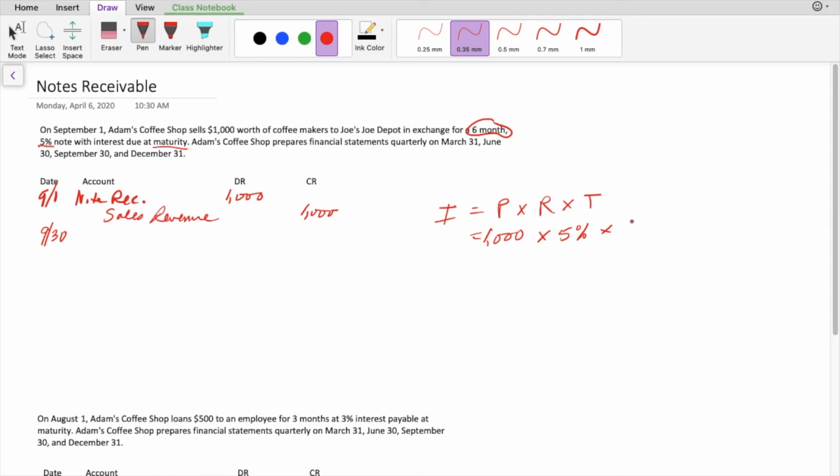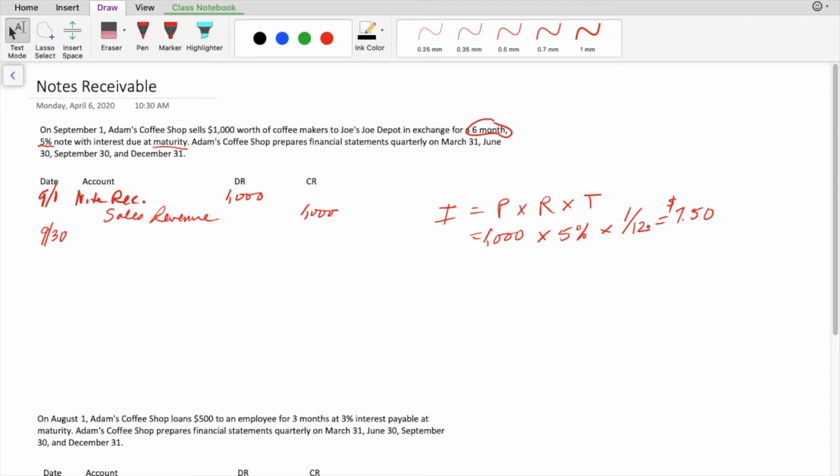And so in this case, only 1 month has gone by. So I'm going to take 1 out of 12 months for my time fraction. Now, if I do this, I should get $7.50. That is how much the customer, Joe's Joe Depot, owes me for interest after this 1 month.